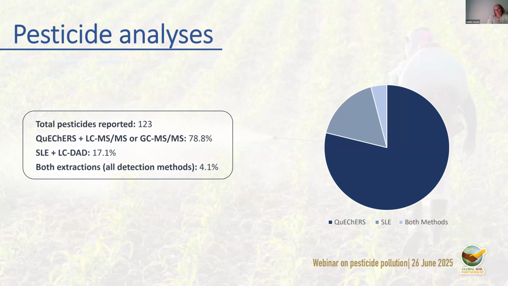In the SOP manuscript, 123 pesticides are included. Around 79% were analyzed using QuEChERS combined with LC-MS or GC-MS, and around 70% used solid-liquid extraction combined with liquid chromatography diode array detection, and 4% applied both extraction methods with any detection technique.